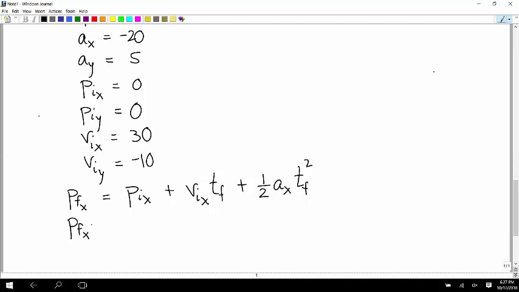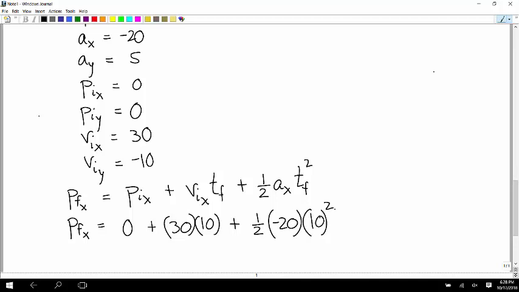So PFX is equal to 0 plus 30 times 10 plus 1/2 times -20 times 10 squared. And so that's 300 minus 1,000, and so that's -700. The units for the final position are meters.